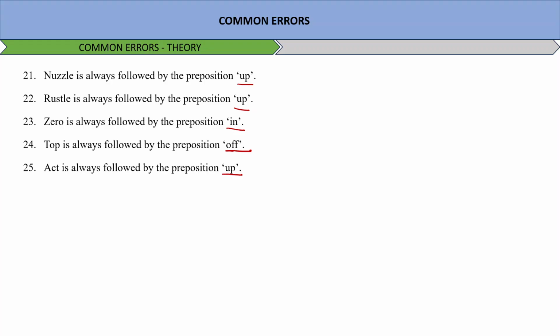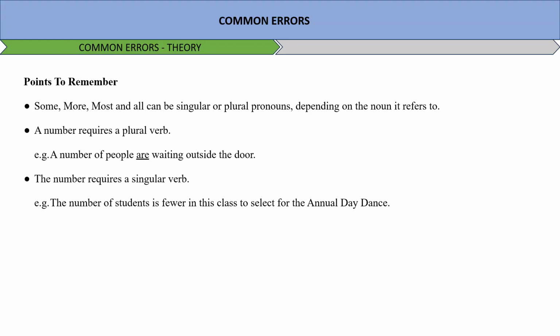Okay, moving on. So you need to remember some points. There are some points to ponder. Some, more, most, and all can be singular or plural pronouns depending on the noun they refer to. A number requires a plural verb. A number of people are waiting outside the door. Whereas the number requires a singular verb. The number of students is fewer in this class to select for the annual day dance. You see, singular verb.